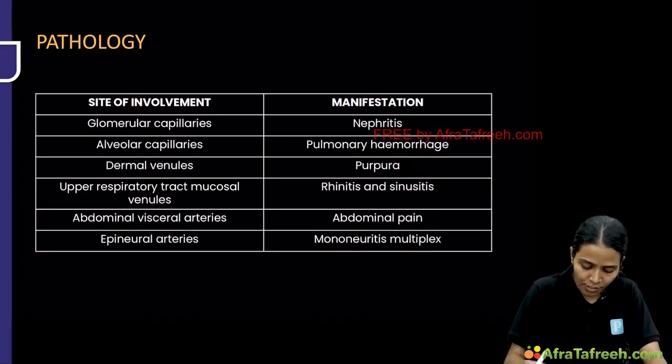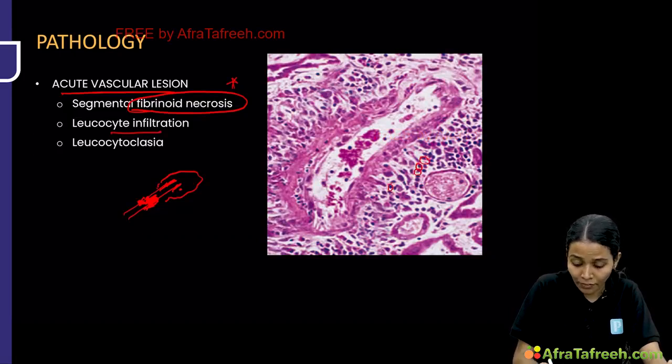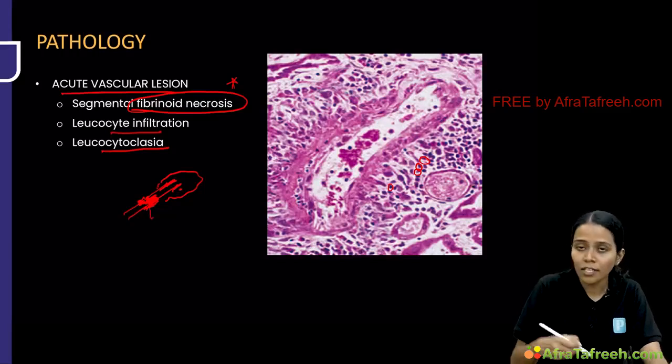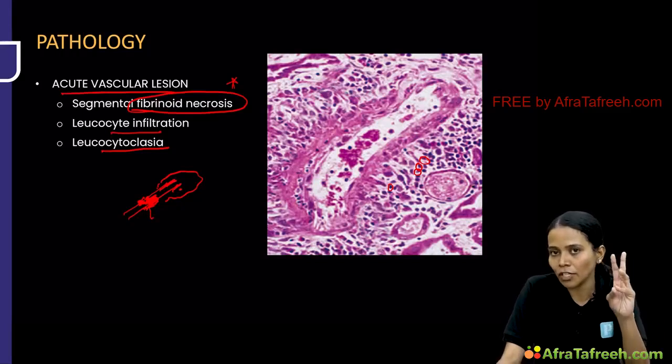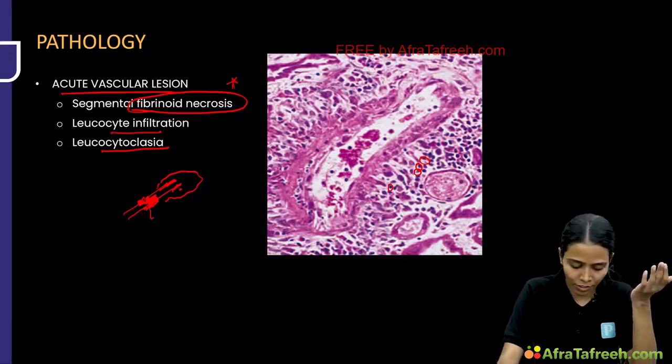And here you can see there is going to be a lot of leukocyte infiltration, like I told, leukocyte infiltration. And these leukocytes can infiltrate the blood vessel also. So that is leukocytoclasia. We told that the neutrophil will go through the blood vessel only, right? So leukocytoclasia. So it's simple. There's going to be segmental fibrinoid necrosis, leukocytoclasia, and surrounding the vessel, leukocyte infiltration.